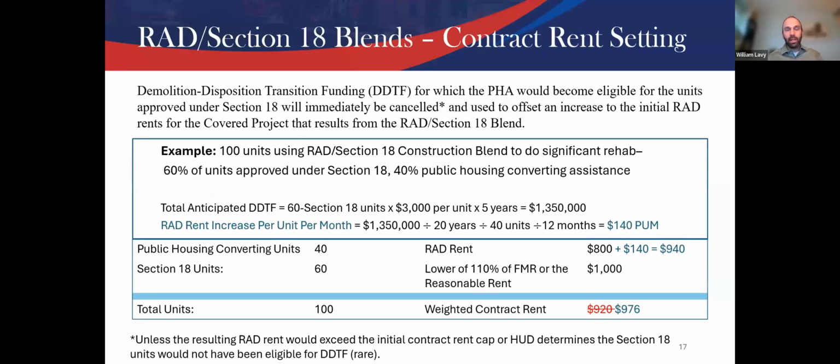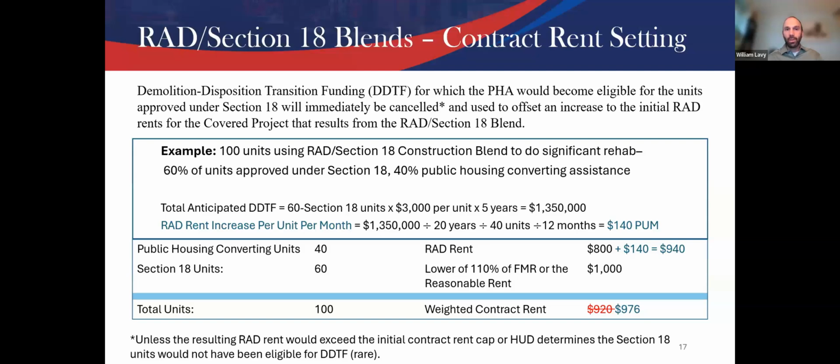The second important thing we did is we've always had this provision that a PHA, if it was receiving what's called demolition, disposition, transition funding, DDTF, under the capital fund from a prior Section 18 action, they can apply some of that funding to boost the RAD rents. Now for blends, what we're saying is the Section 18 units that are being approved in that very blend that would otherwise trigger DDTF, that DDTF is going to be canceled. It's going to be used to increase the RAD rent.